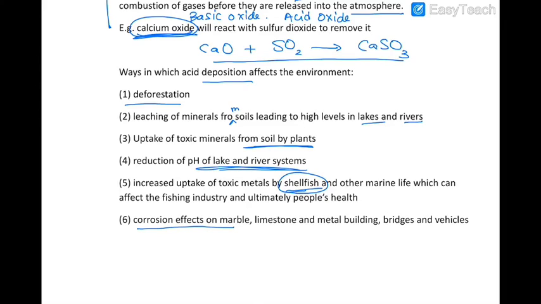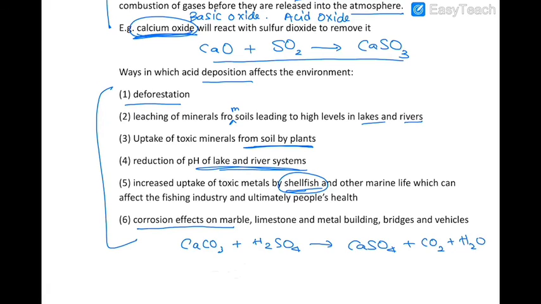It can also cause corrosion of marble, limestone or metal bridges, buildings and vehicles. So these are the bad effects of acid deposition. This is an example of an equation that takes place during the corrosion of marble. Marble is calcium carbonate or limestone.